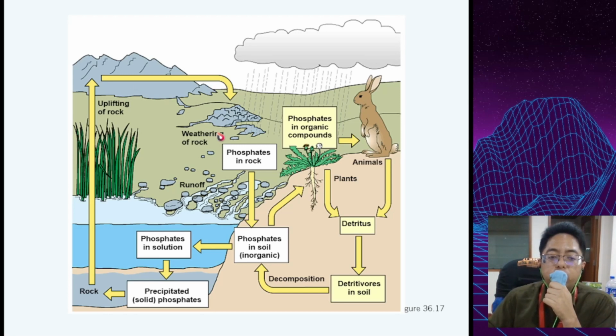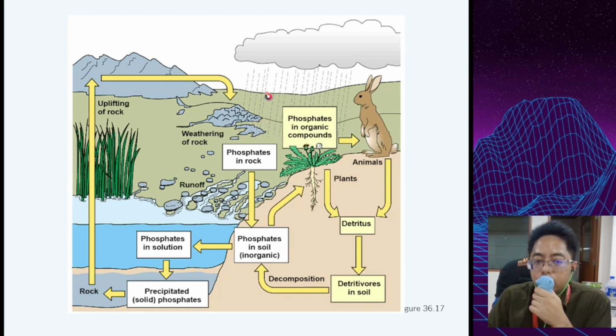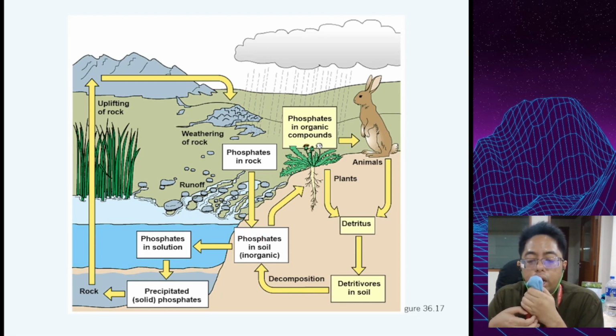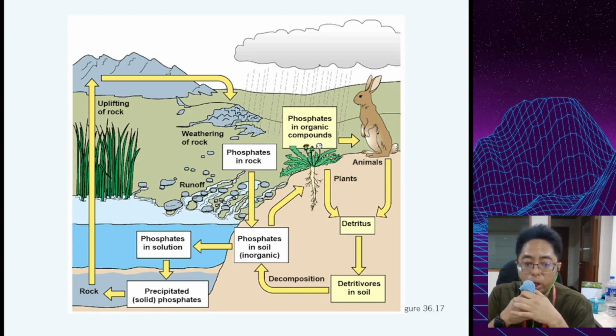Okay, but first of all, the rock must be uplifted. So when the rock is weathered by the elements, the wind, the water, the rain, the phosphates will be released into the ground. When it is released into the ground, the rainwater will flow over them, bringing them in, which is called runoff. So this runoff will flow all the way into any body of water, rivers or ponds or lakes. Other than that, some of the phosphate can be deposited into the soil.